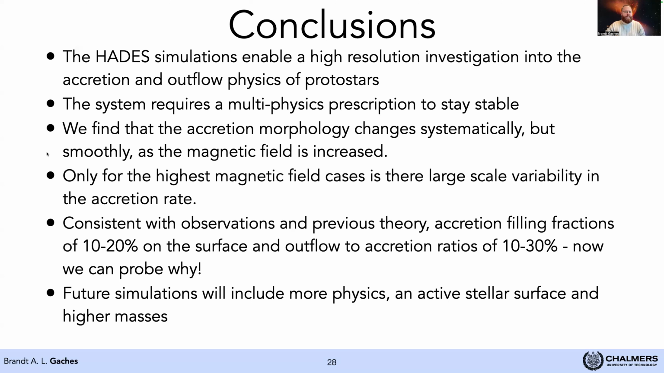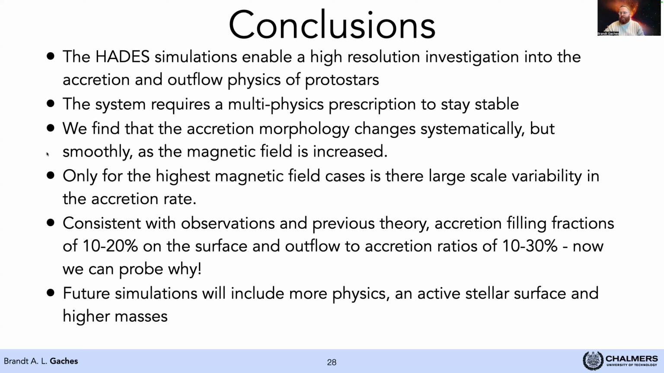One thing we do find is that the accretion morphology changes quite systematically, but what I would say smoothly, as the magnetic field increases. So we can create a cohesive story. We only see, though, for the very highest magnetic field cases, large-scale systematic variability that occurs over weeks or days. So if you go out hunting for protostar variability and you don't see this very large-scale variability over weeks or days, either there's reprocessing of the emission in the disk, washing out your signal, or it could be that these protostars aren't actually highly magnetized.